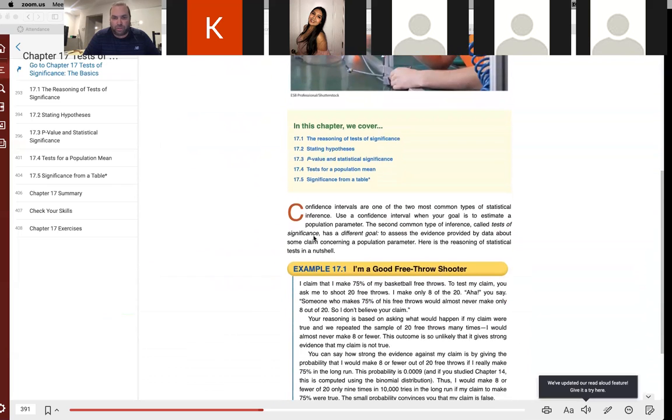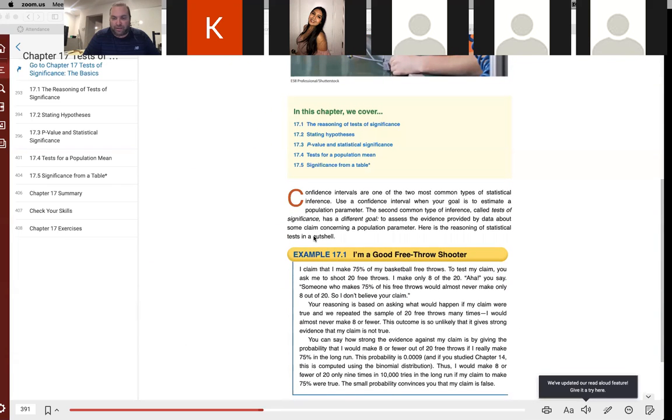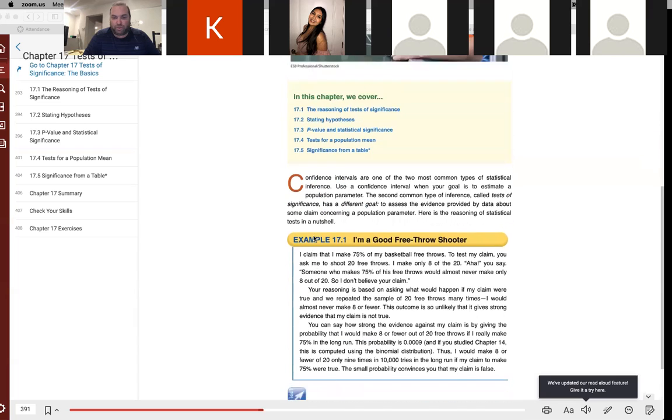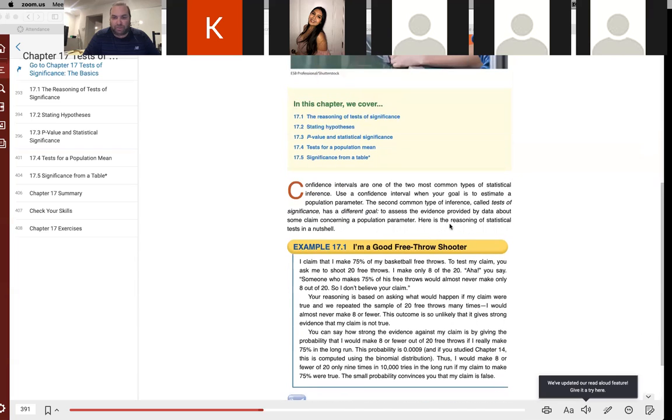So here, you know what, this is crazy. I was going to do a different example. I didn't even know this was here, but this is amazing. Okay, I'm a good free throw shooter. I claim that I make 75% of my basketball free throws. So my null hypothesis in this case is that I make 75%, that the proportion of shots that I make is 0.75. I make 75% of my free throws.